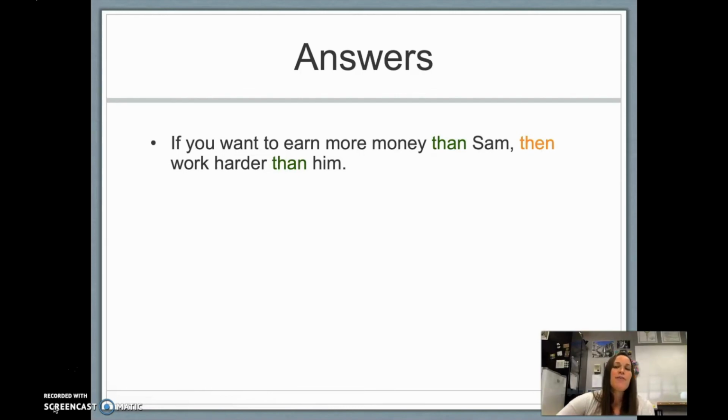All right, answers. If you want to earn more money than Sam, because it's a comparison, you versus Sam, then work harder. So it's a sequence or a cause and effect, right? You want the effect of earning more money, then you need the cause of working harder, right? Working harder than him. Again, we're going back to the comparison between you and Sam.